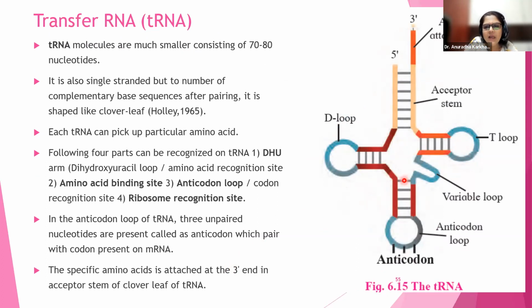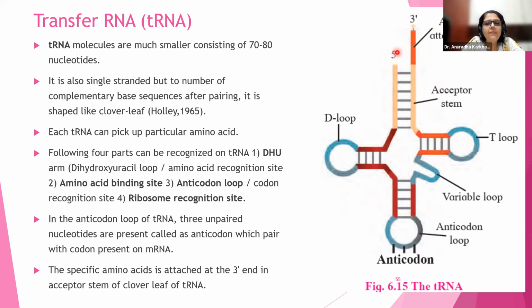So do you know what a clover leaf is? The shape of this tRNA looks something like a clover leaf. Holley had proposed this clover leaf shape. Each tRNA can pick up a particular amino acid. Now my dears, this is again a very very important point. Okay, what happens is, this is going to be your tRNA.